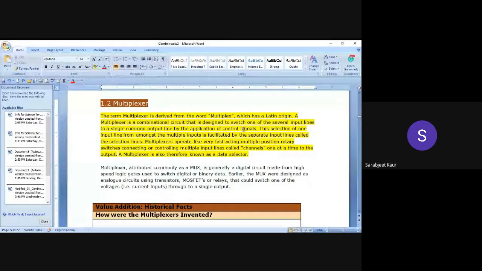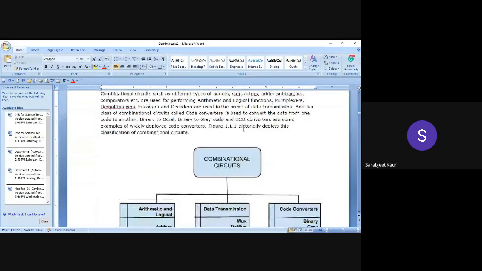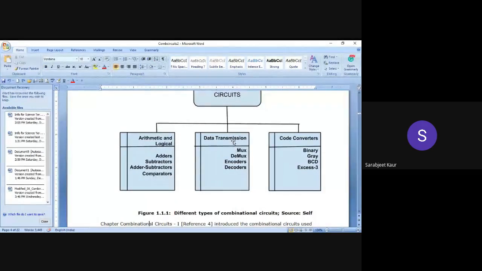So last time, if you remember, we started off with chapter number 2. We discussed what multiplexers are. Multiplexers, demultiplexers, encoders, and decoders, we had said, are some kinds of combinational circuits which are usually employed for data transmission, right? After adders and subtractors, we started discussing the combinational circuits used for data transmission. The first in this series is called a multiplexer, right?